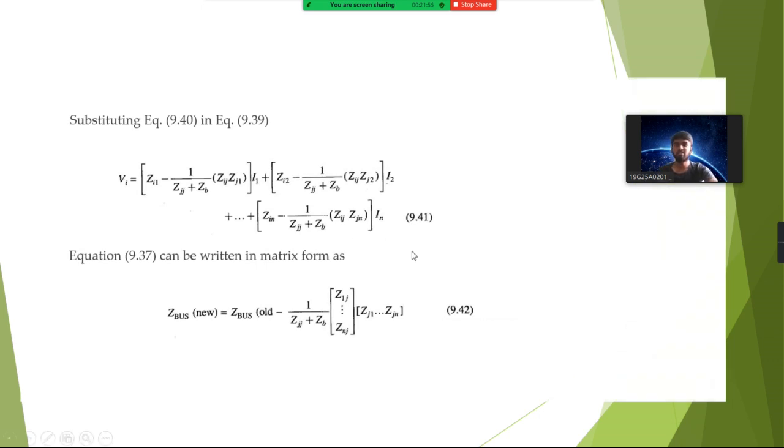Substituting equation 9.4 in equation 9.3, we will write the new Z bus like this: Z bus old minus 1 by Zjj plus Zb times Z1j and so on up to Znj, Zji and Znj. This is the new bus which we get from the old Z bus.